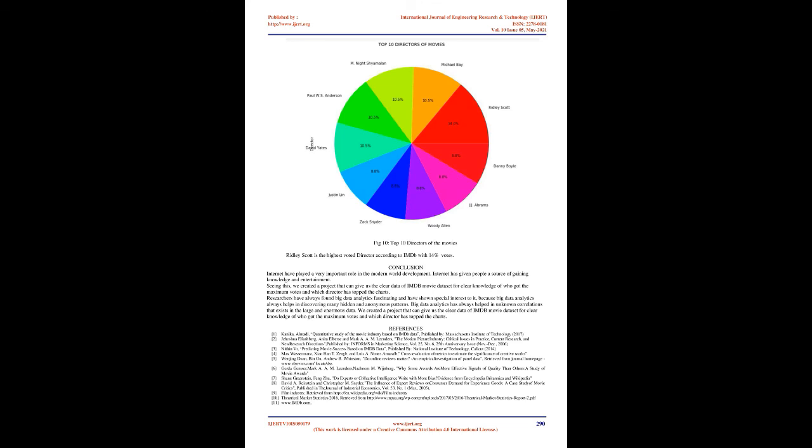Researchers have always found big data analytics fascinating and have shown special interest in it, because big data analytics helps in discovering many hidden and unknown patterns. Big data analytics has always helped in finding unknown correlations that exist in large and enormous data. We created a project that can give us clear data of the IMDB movie dataset for clear knowledge of who got the maximum votes and which director has topped the charts.